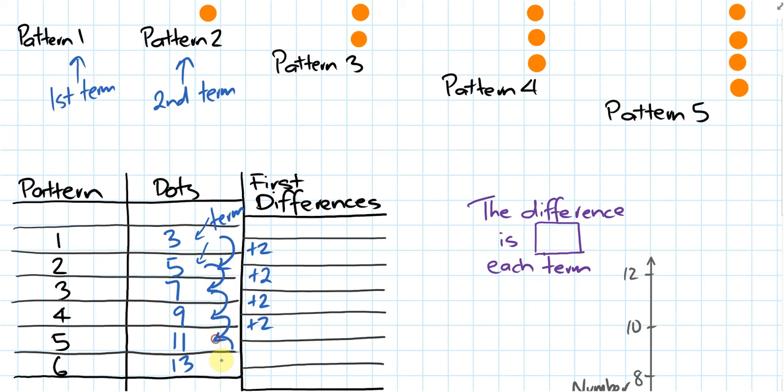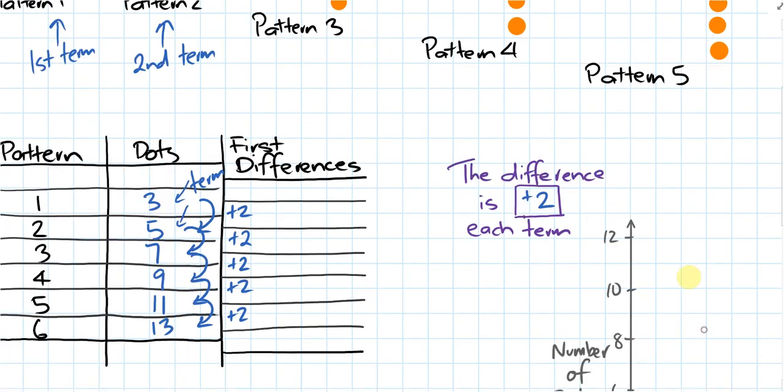So we call this the first difference. That is, this is the first difference between each successive term. So the difference is plus 2 because we're adding 2 each term or between each term. We can now also graph this relationship. So what's the relationship between the pattern number and the number of dots?